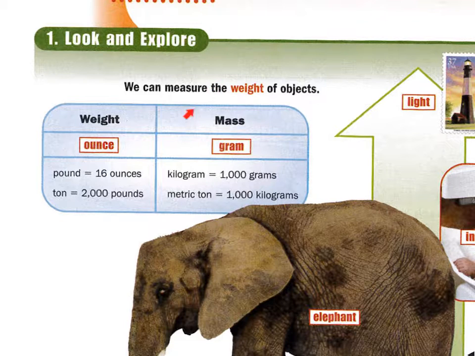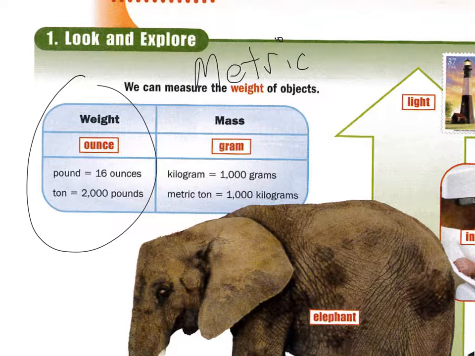Okay. Mass. For example, gram. Kilogram is 1,000 grams. Metric ton is 1,000 kilograms. So we have the English system of weight and the metric system of weight. And let me write that for you. The metric system, which is what most of the world uses. The English system is used by former English colonies, such as the United States.